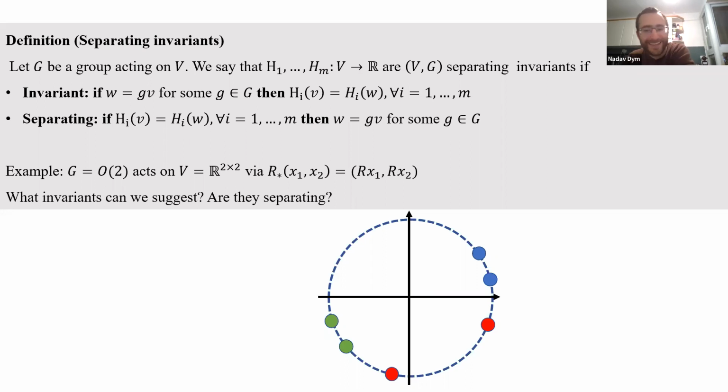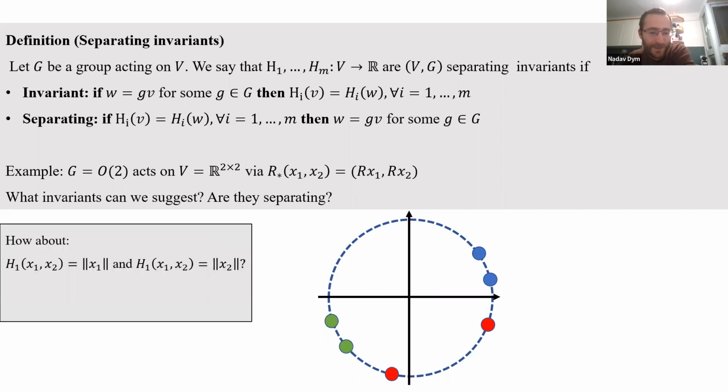So I'll suggest what I think seems natural. One thing you could think of is norms, right? You could take the norm of the first point and the norm of the second point. Those are still not enough. In terms of norm, all the points we drew in the circle here, all blue and green, they all have the same norm. So that doesn't separate the blue from the red.